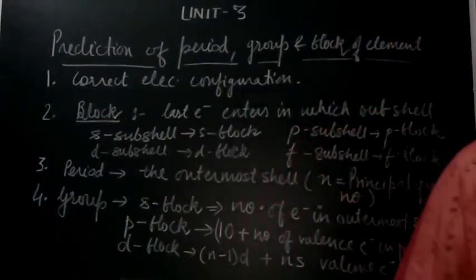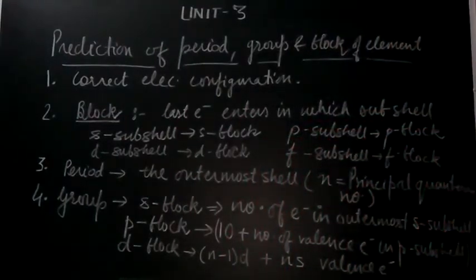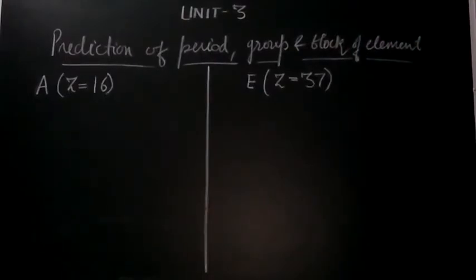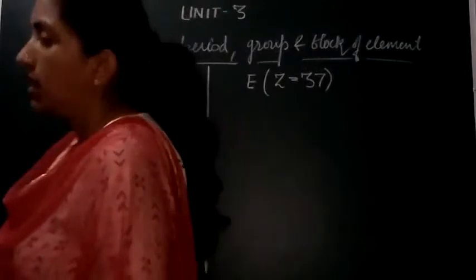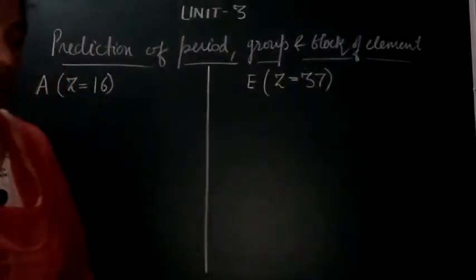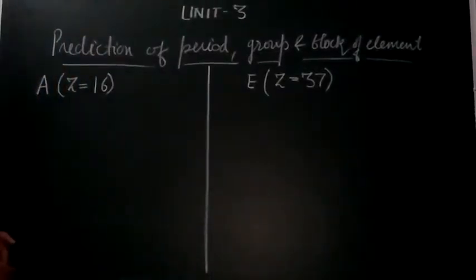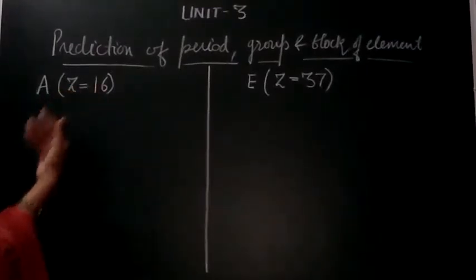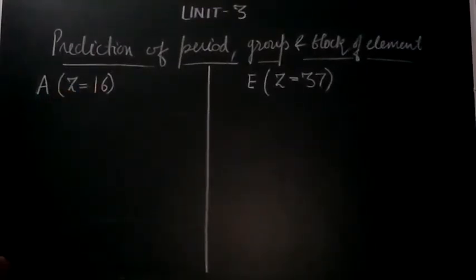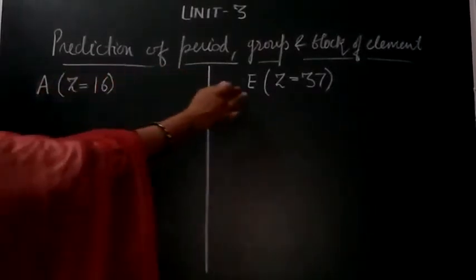So just go through it and then we will discuss a few examples. Students, you can see on the board that I have written the element and denoted it by alphabets, so that you can predict the position just by seeing the atomic number, or if you know the name also. That's why I have written A and E.